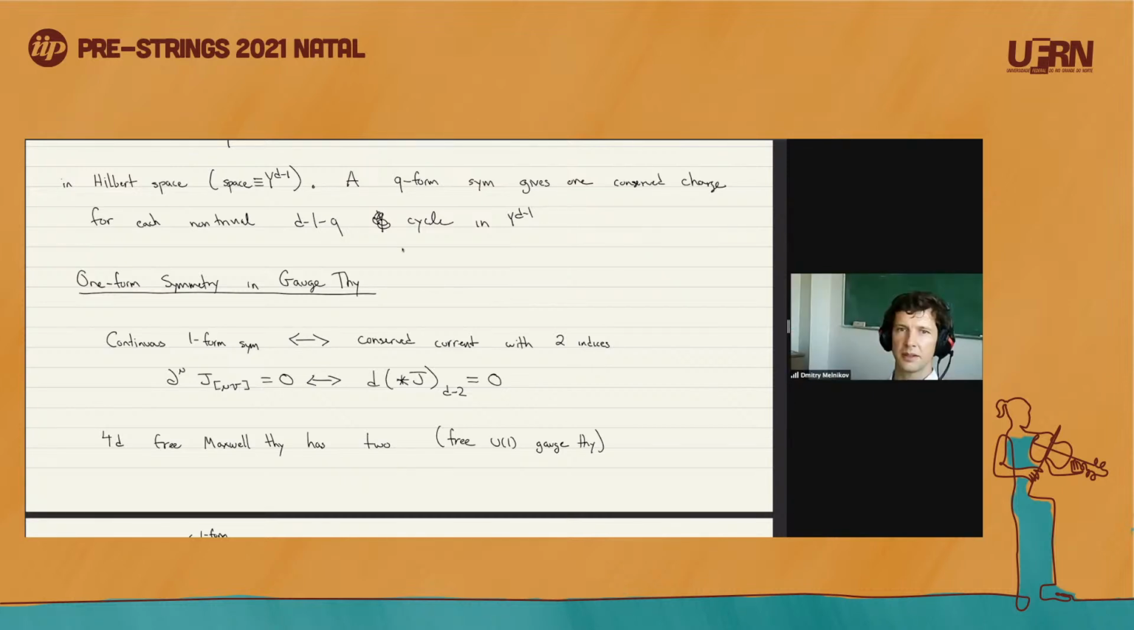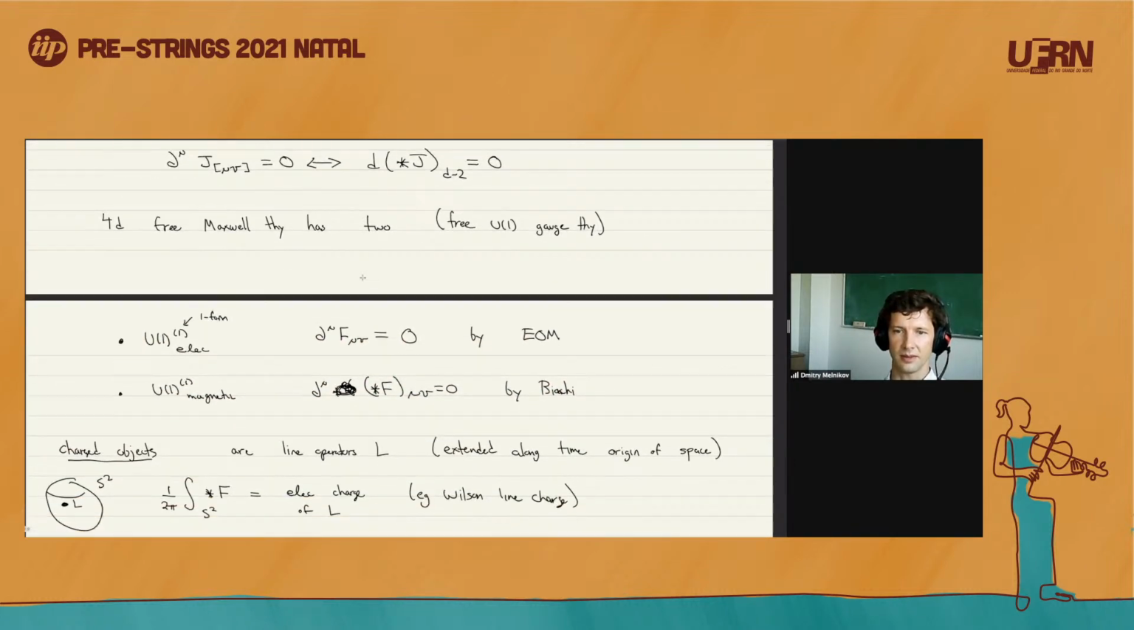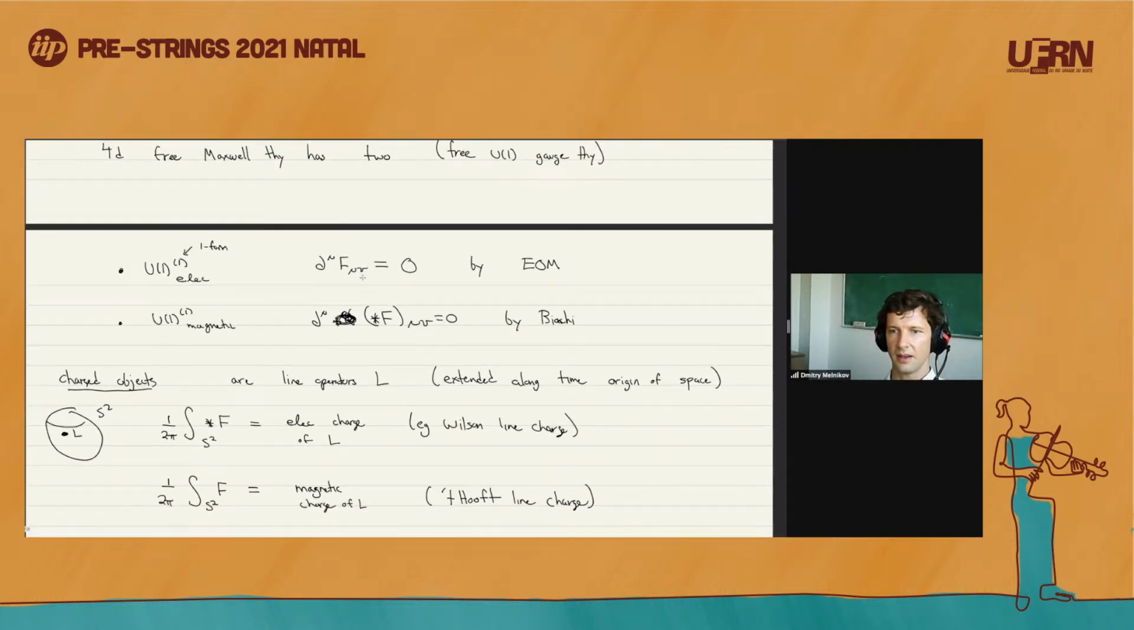I would probably come back to this example of Maxwell theory. So you defined the Q-form symmetry, right, in terms of existence of certain cycles, right? So in case of Maxwell, there should be 2 cycles, right?